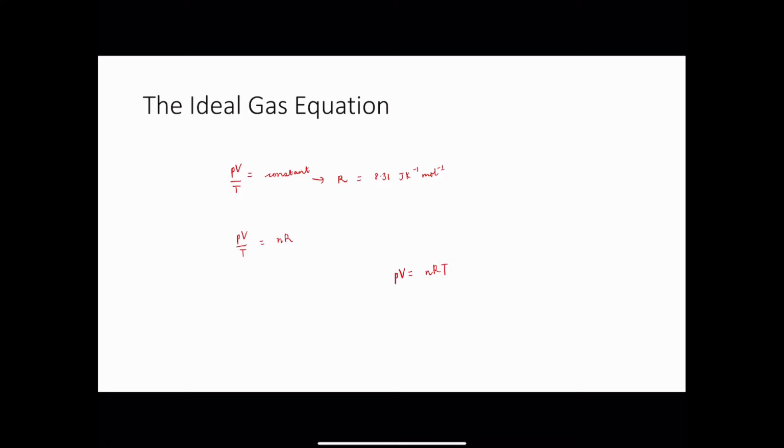We've got our pressure, which is measured in pascals. We've got our volume, which is measured in meters cubed. Number of moles, so number of moles of gas. Our molar gas constant, which is 8.31 joules per Kelvin per mole. And we've got our temperature, which is measured in Kelvin.